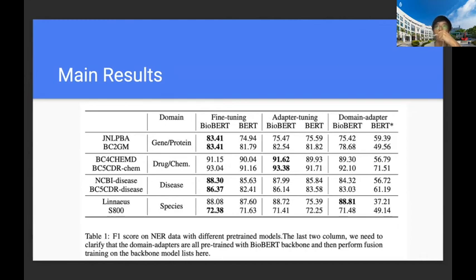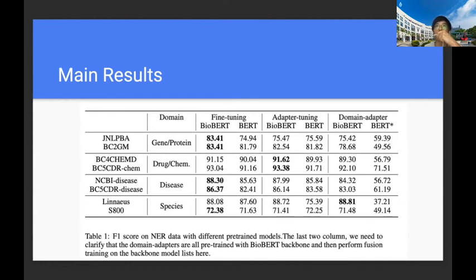And secondly, we find that domain adapter demonstrates competitive performance only when applied to a BioBird backbone, while fails drastically when applied to the BERT backbone, which can be shown here. So this indicates that the design choice of the backbone is very important for its performance.